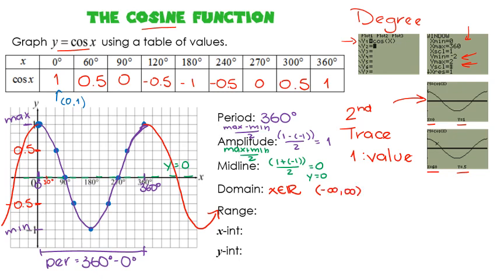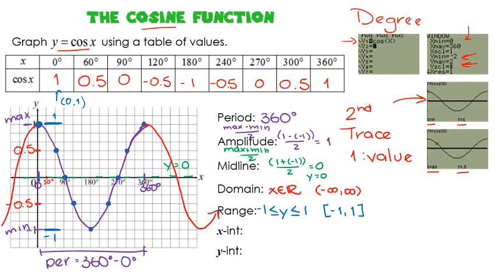And then for our range, just like with sine, our graph is always in between a maximum of 1 and a minimum of negative 1. So we want to say that all of our y values are going to be greater than or equal to negative 1 or less than or equal to positive 1. And in set notation, it would be square bracket, negative 1, comma, 1, square bracket.